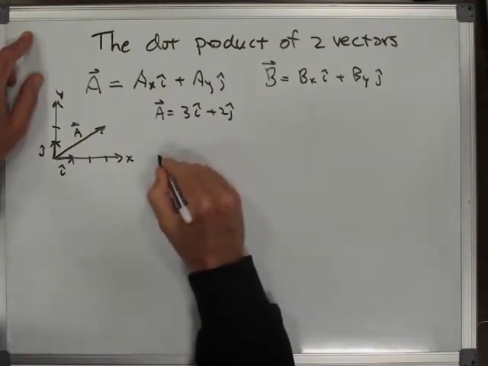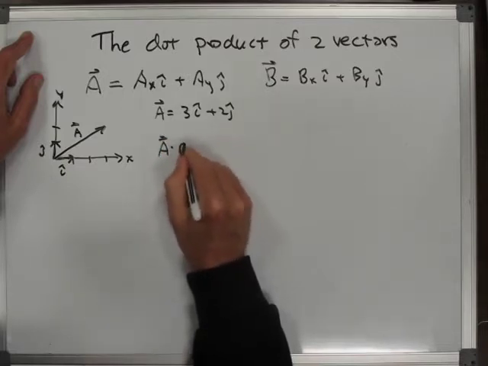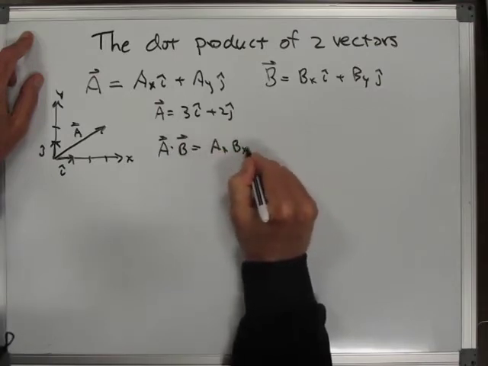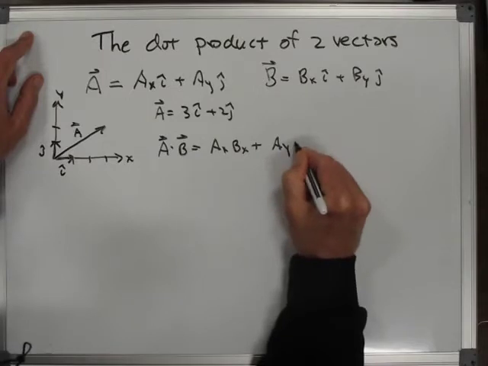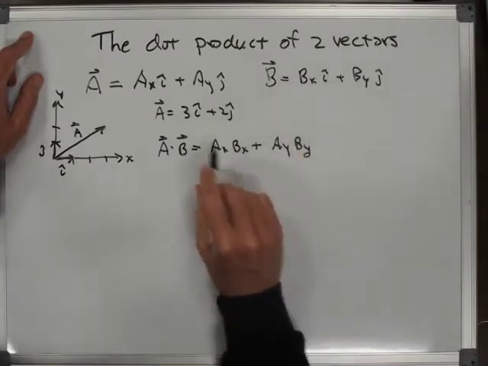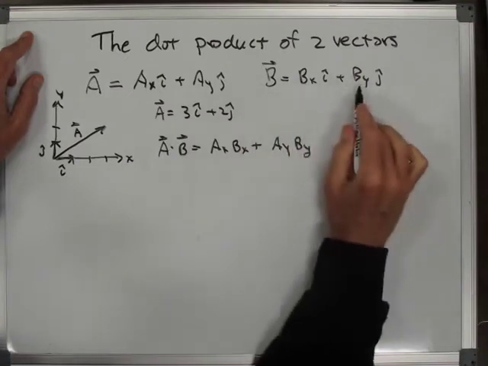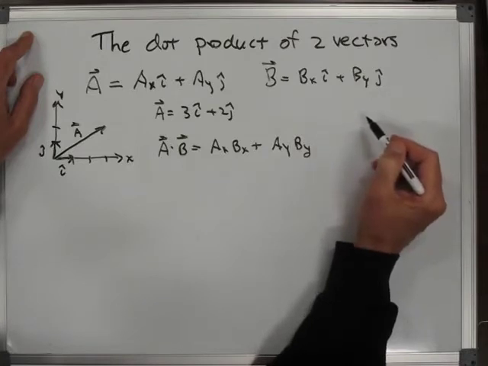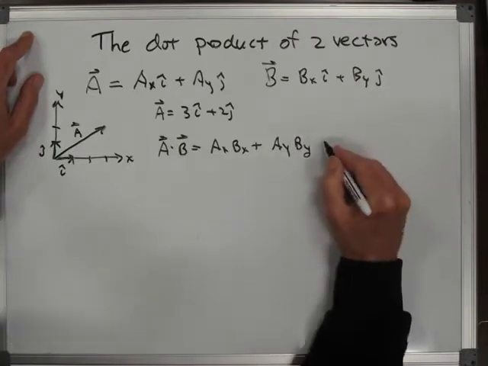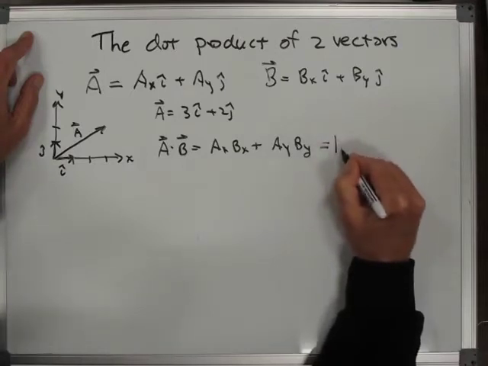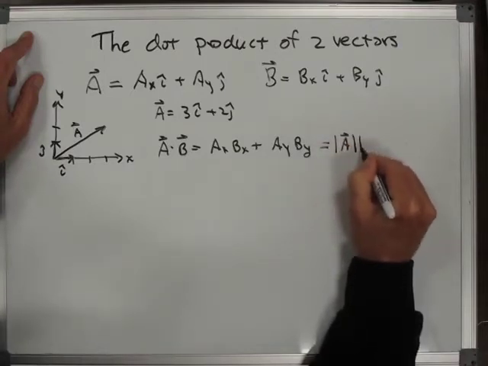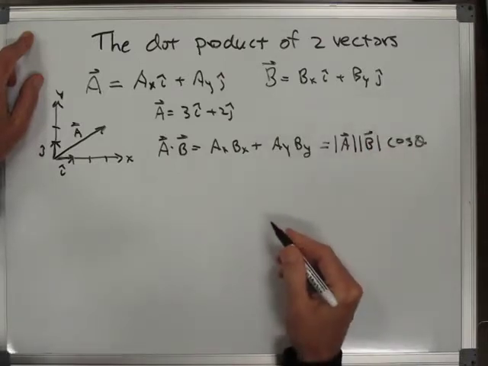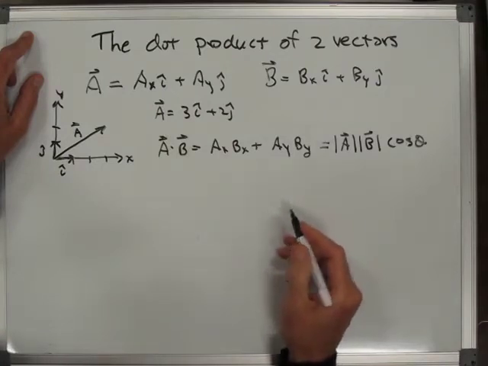So the definition of the dot product, A dot B, is equal to ax bx plus ay by. That is to say, it's the product of the x components plus the product of the y components. If there were a z component, there would be plus the product of the z components. And so it turns out this is equal to the magnitude of the vector A times the magnitude of the vector B times the cosine of the angle between them. And so you can see that by sort of writing these out.